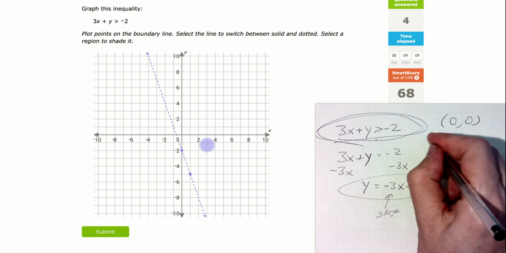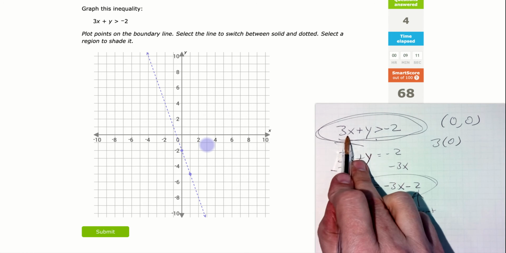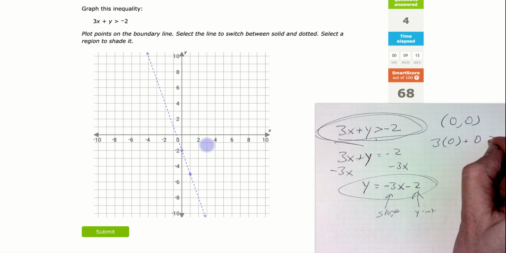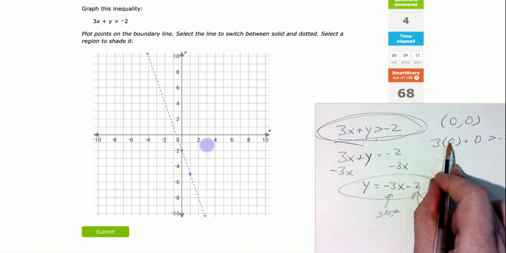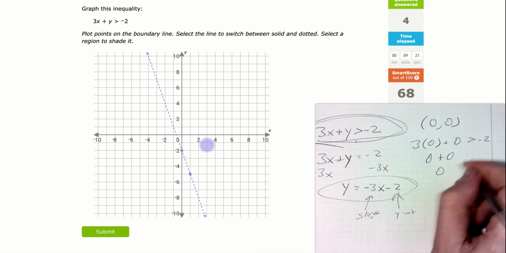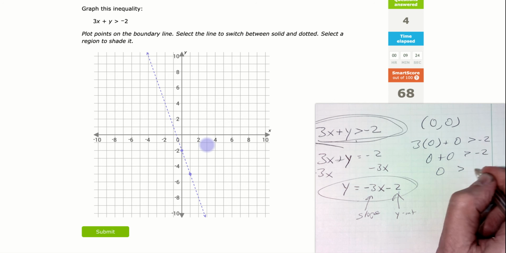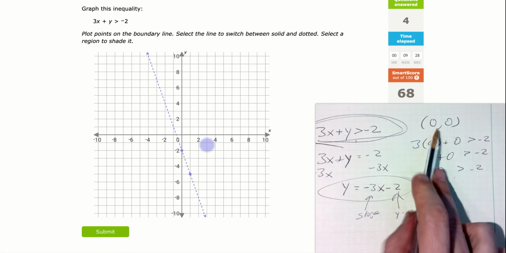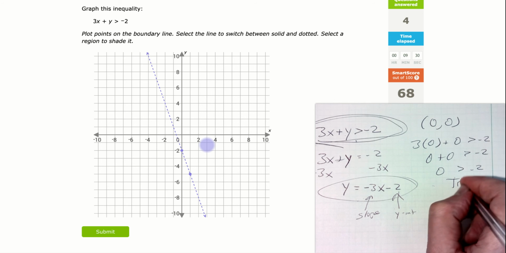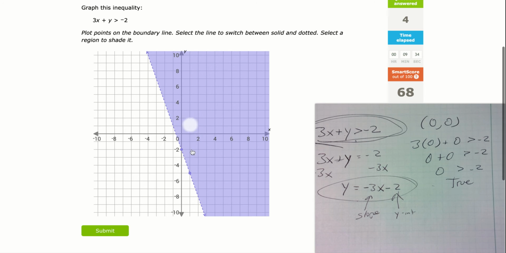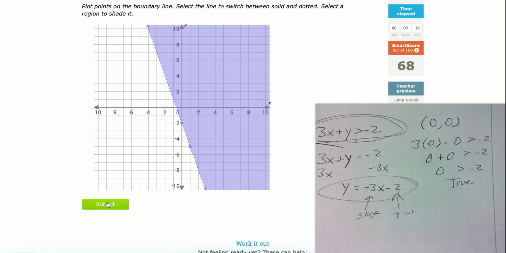So I'm going to plug in a 0 for the x plus 0 for the y and see if that's greater than -2. Well, 3 times 0 is 0. 0 plus 0 is 0. And the question is, is 0 greater than -2? 0 is greater than -2. So when I plugged in the 0, 0, I got a true inequality. So I know that this point's correct. So I want to be on this side of the line. And I click.